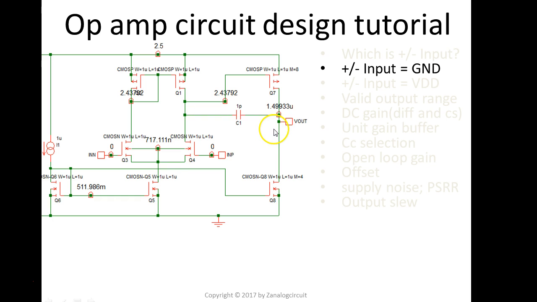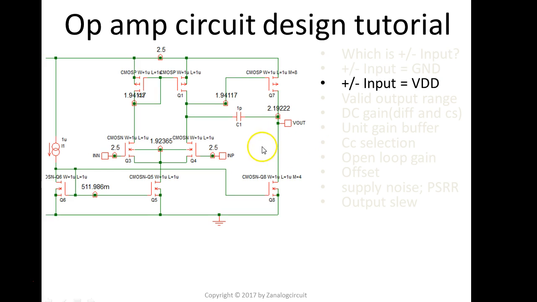Nobody knows in reality. So now, what if we grab both nodes and then connect them to the supply? What's going to happen, right? 2.5 volts here, 2.5 volts here. As you can see, according to the simulation, Q3 and Q4 now become a switch because the gate voltage is really high, and so these two guys become a switch.